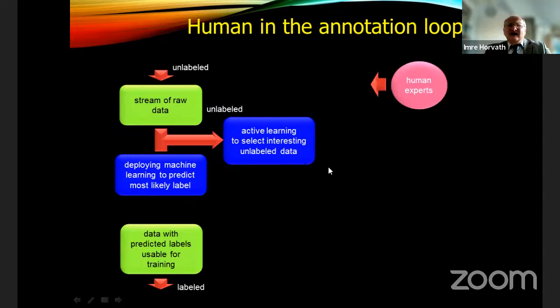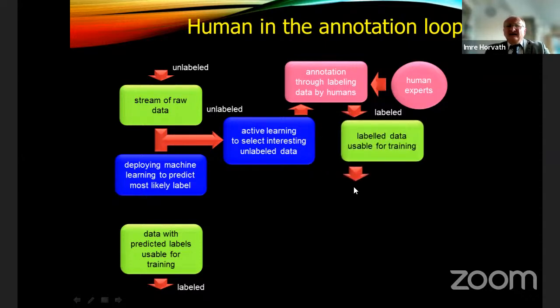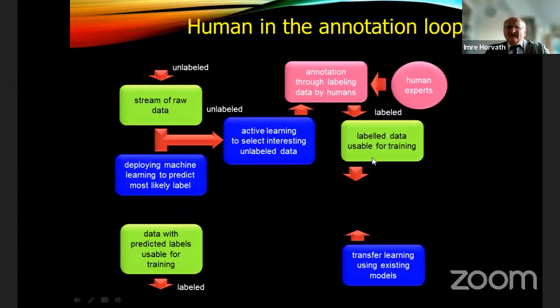When this subset is generated, the human experts come with the labels. They are annotating this subset of selected data. They are allocating annotations and labeling the particular data. When it happens, and the labeled data become usable for training, it has to be considered that transfer learning can also be used here, which means that the labeled data might be combined with labeled data which were used in similar other applications.